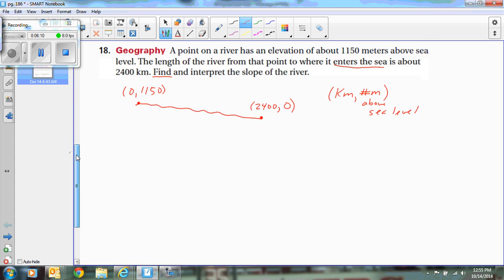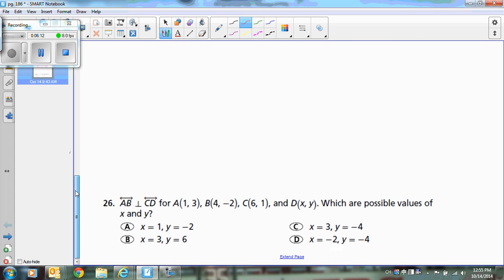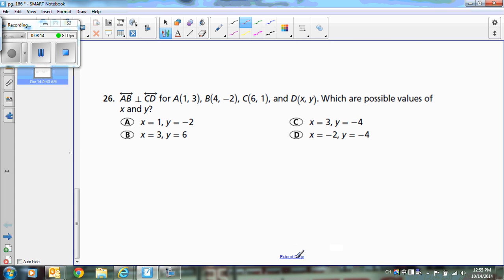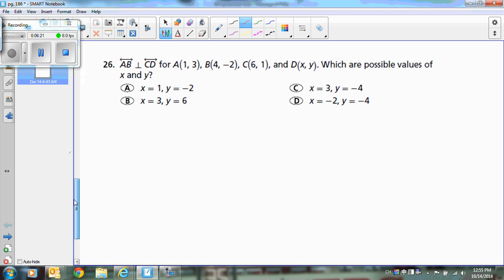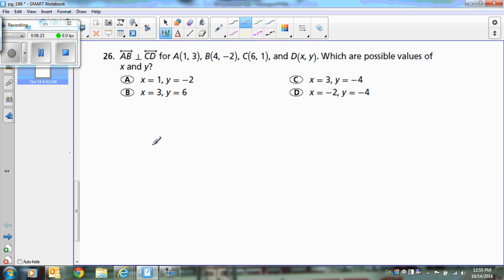All right, and then we're going to move on and take a look at number 26. Number 26 is a multiple choice problem, but I'm glad I'm going to do this problem because I just want to remind you that the multiple choice problems in the book are really good, but your answer shouldn't just be a letter, one of the choices. You need to show some work and see how you came up with your answer choice.